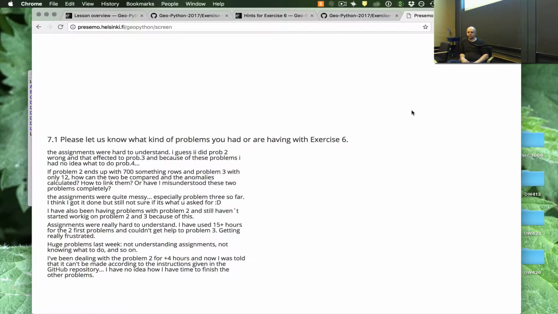I personally don't think that problems 2 and 3 are bad problems necessarily, just that maybe we've not given you a description that makes it as easy to get to the final ending point as some of the earlier exercises, and so sorry about that.